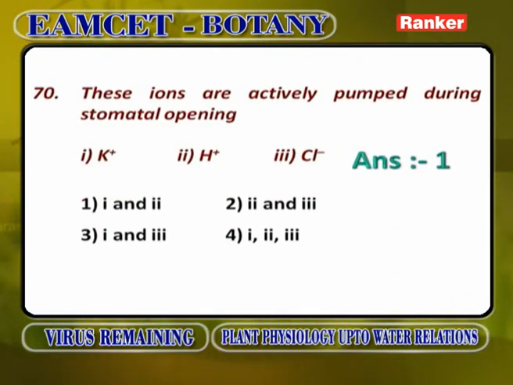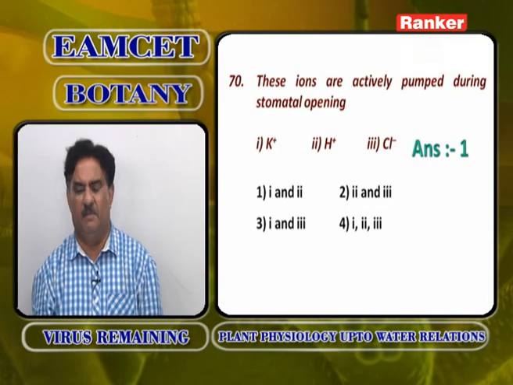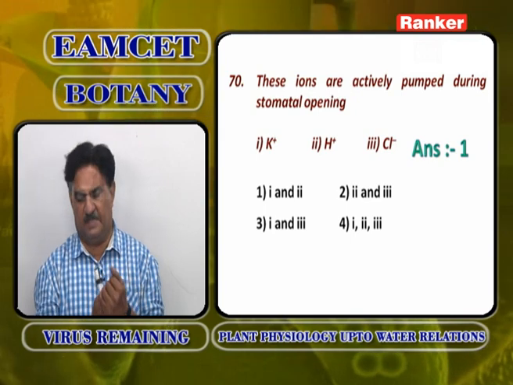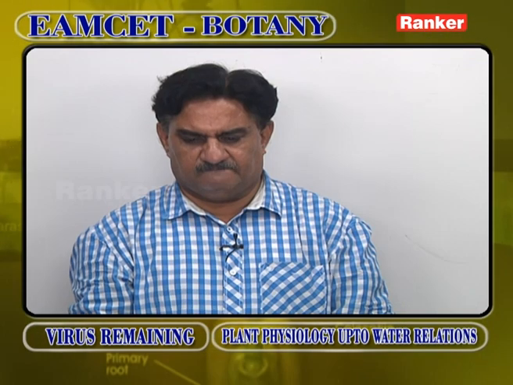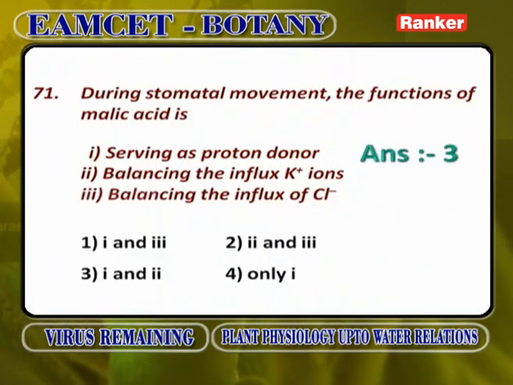These ions are actively pumped during stomatal opening. The ions which are actively pumped during stomatal opening are 1 and 2, K plus ions and H plus ions. Cl minus ions are pumped by the passive method. So, K plus and H plus, particularly H plus, sometimes K plus. So, 1 and 2.